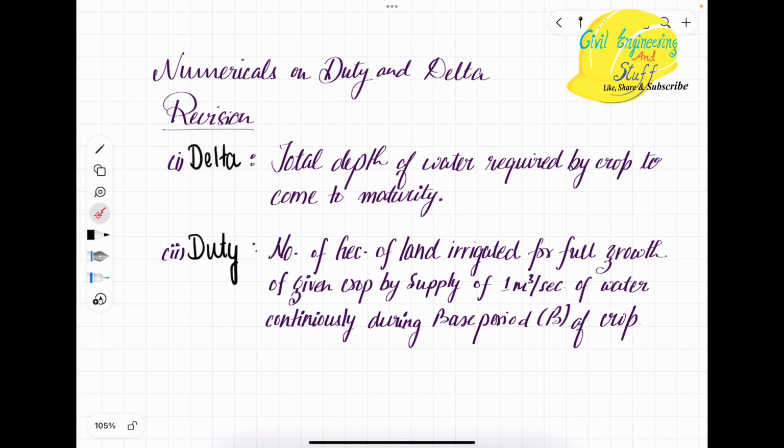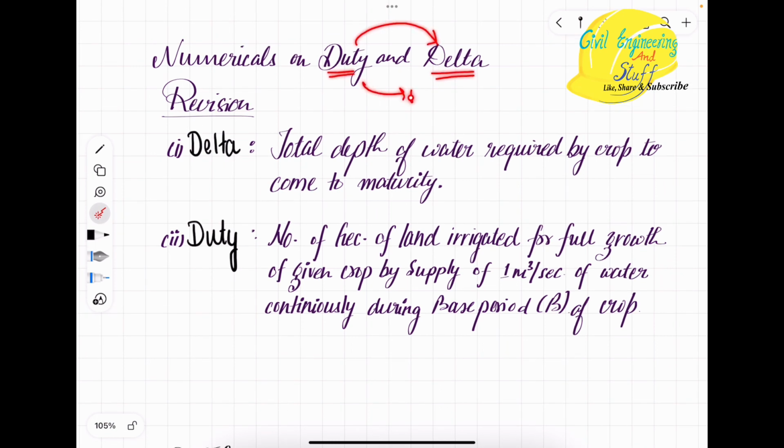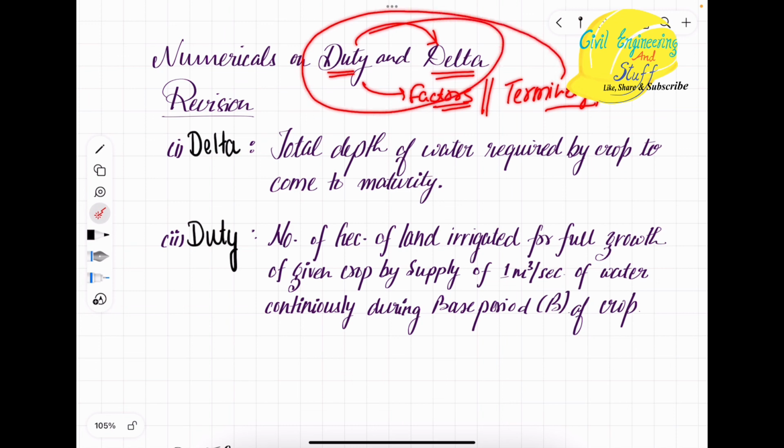In today's video lecture, we will be doing certain numericals on the topic duty and delta. I have already prepared a detailed lecture on what duty means, what delta means, what the relationship between duty and delta is, what factors duty and delta depend on, and what different terminologies we use to define the duty of the crop.